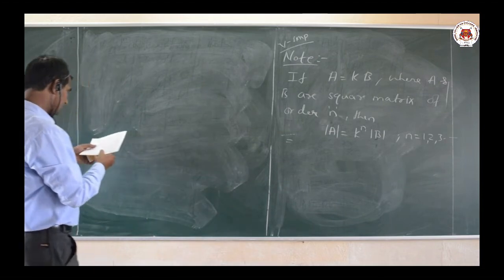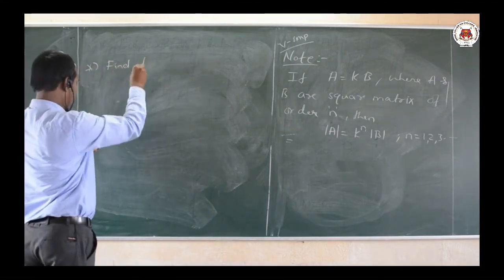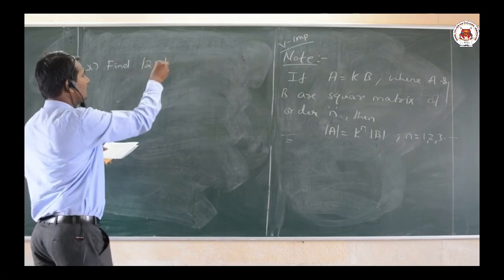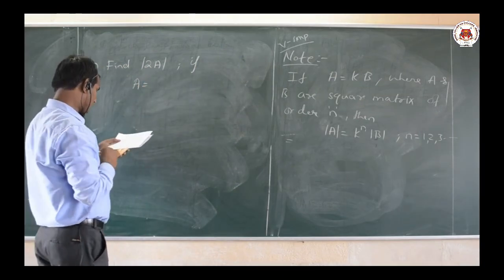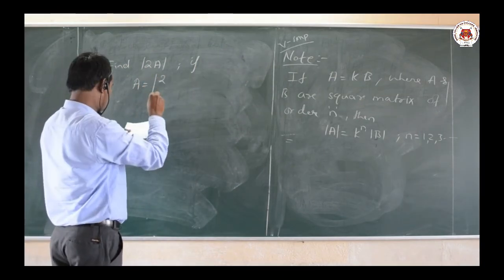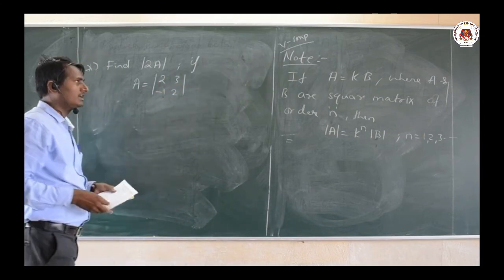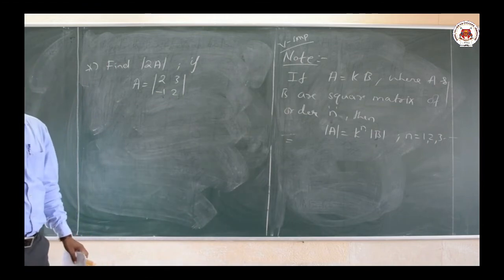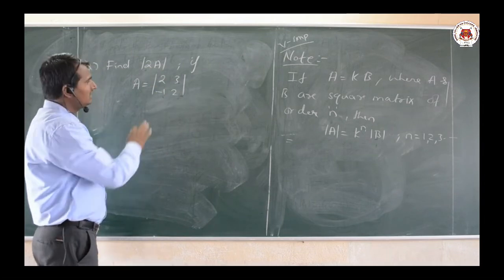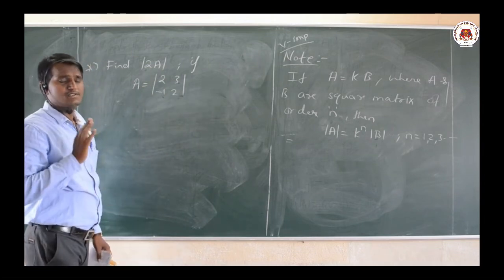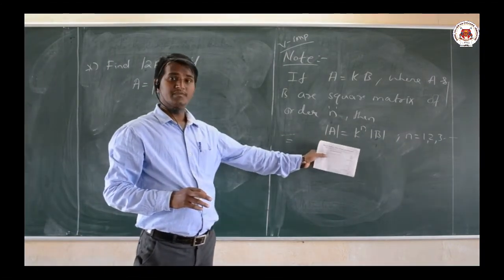Let us take an example. Find the determinant of 2A if A equal to the matrix 2, 3, minus 1, 2. There are two ways of solving it. One is directly you can multiply everything by 2 and then find out the determinant of it. That is also very simple. Otherwise, you can make use of this particular property here.